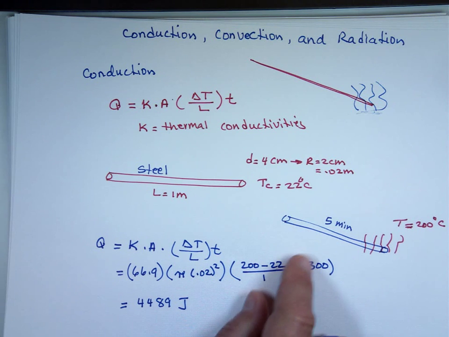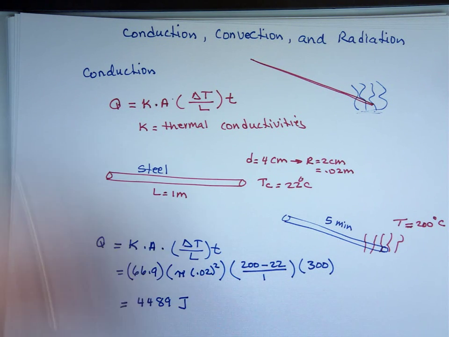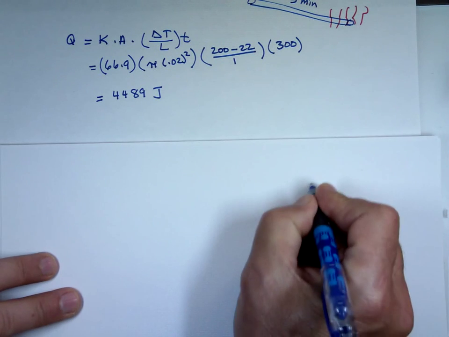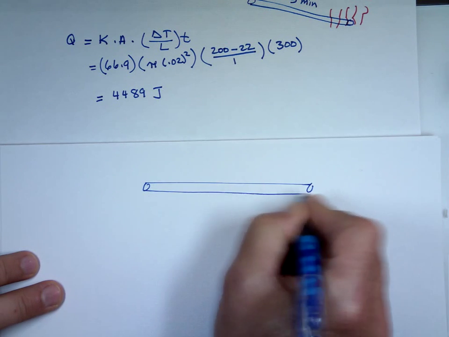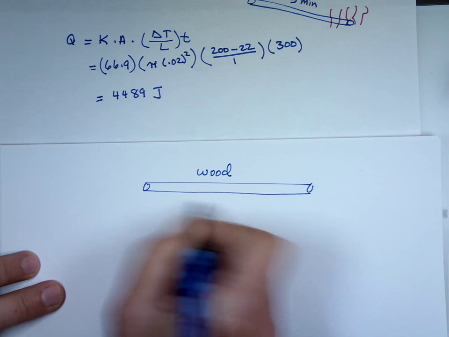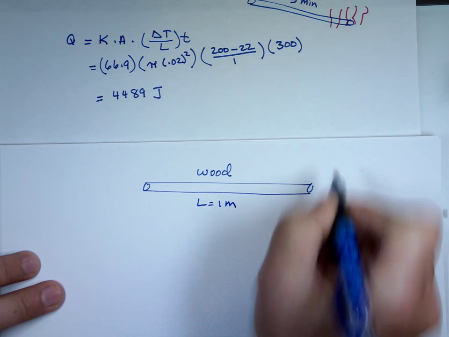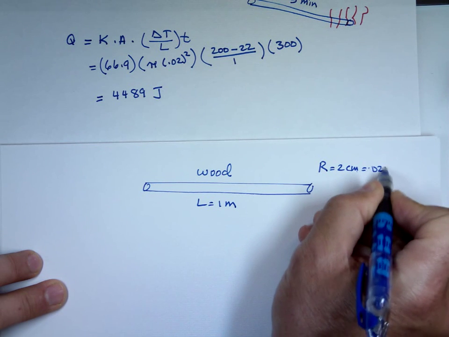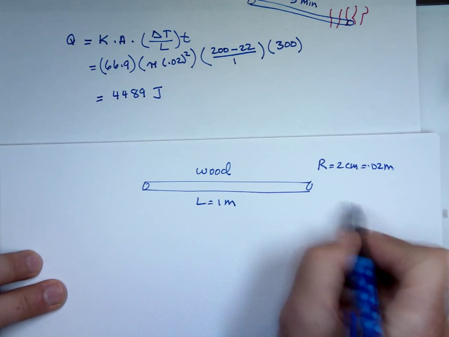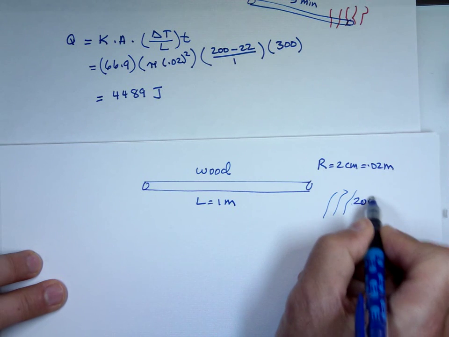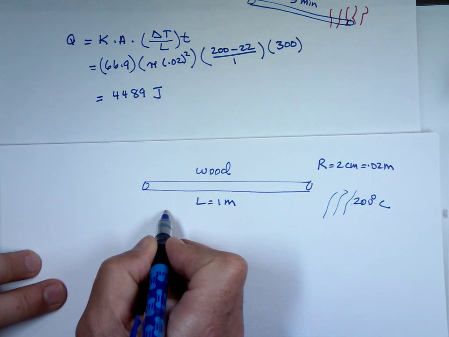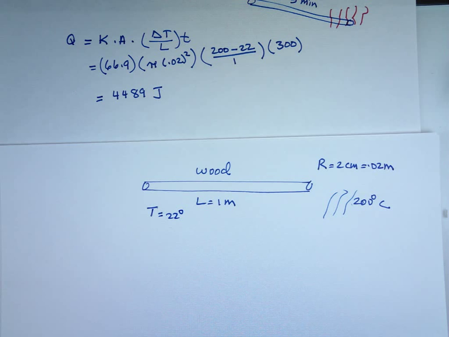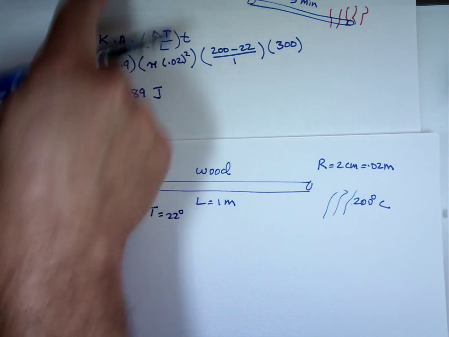Now replace that with wood. Same story. It's the same thing, but instead of steel, it's going to be wood. And the length is 1 meter. Radius is 2 centimeters, which is 0.02 meters. Final temperature, the same thing. The fire here is 200 degrees. Initial temperature was what?